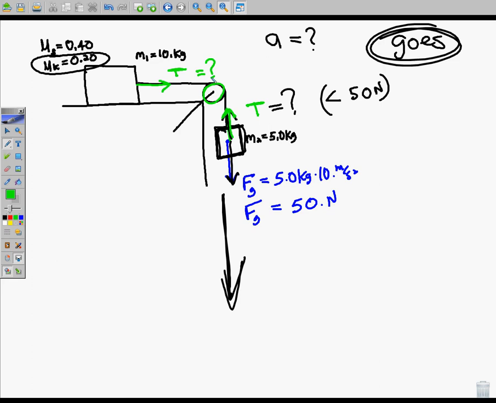I don't know if I like this. I like the inclined plane ones. I like to see those. Actually, no, I don't like this.